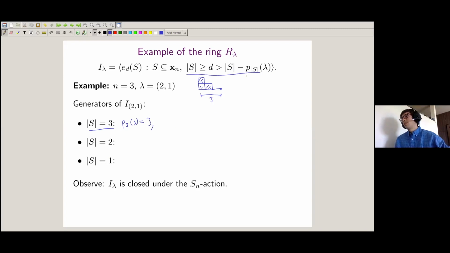And our inequality is telling us that we're restricting degrees so that d has to be less than or equal to 3 and greater than 0. So d can be 1 through 3. So you have all of the elementary symmetric polynomials in the full set of variables. Those are all generators.